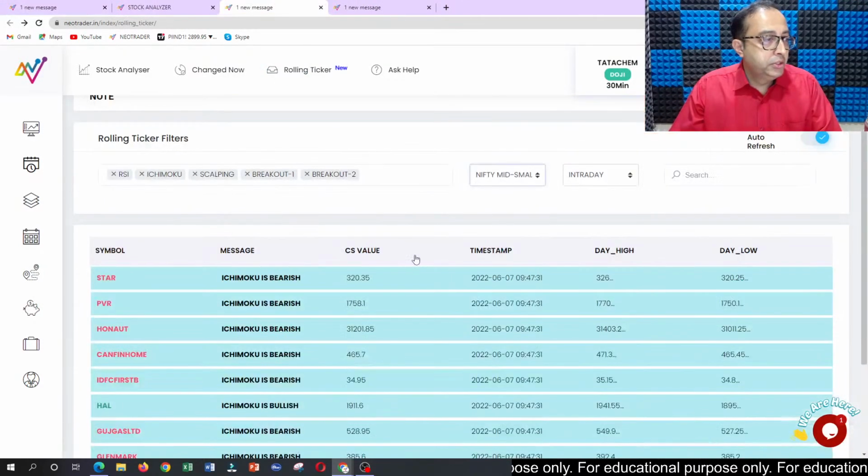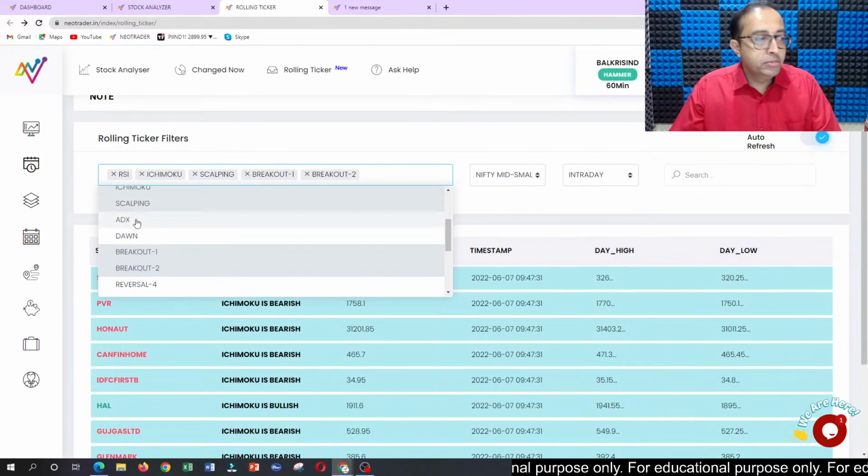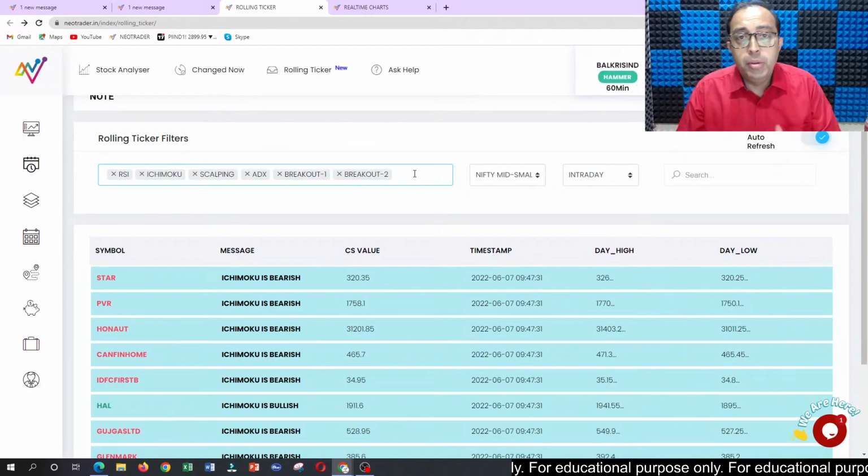All right, so let's check in rolling ticker. Let's add some more filters here. Okay, so let's add some strength. So ADX is for the strength. So what I'll do is I will add an ADX setup here, which will tell me about the strength of the trend, and that will give us some more better idea about the possibility.